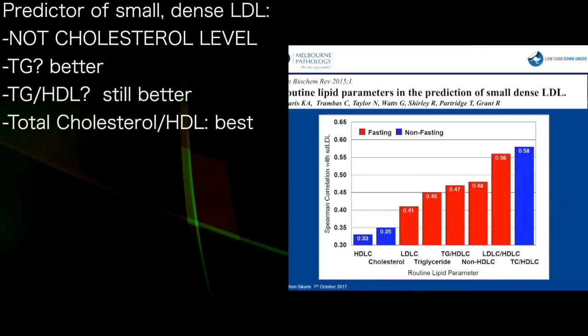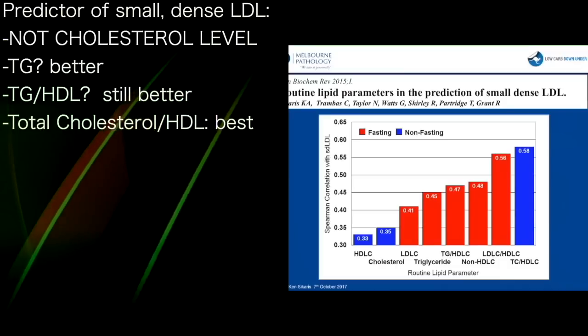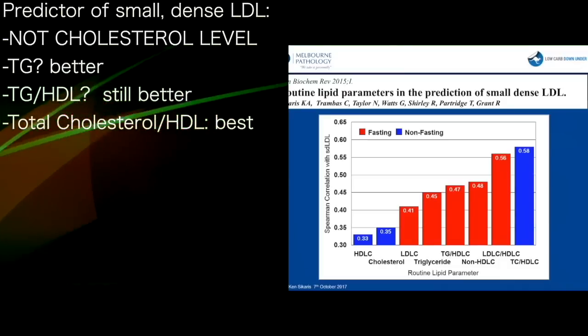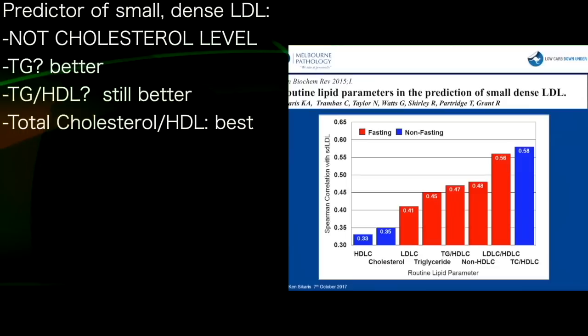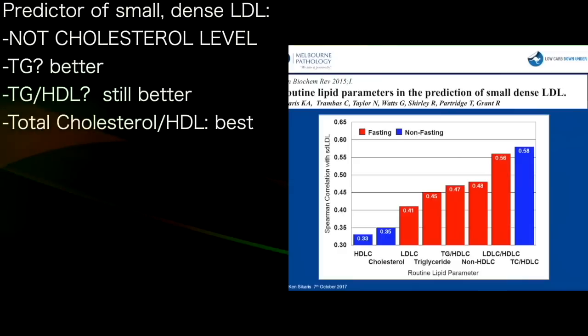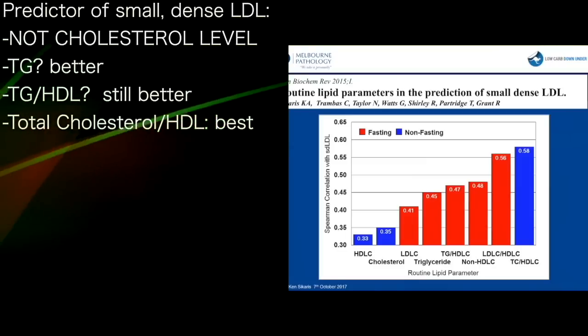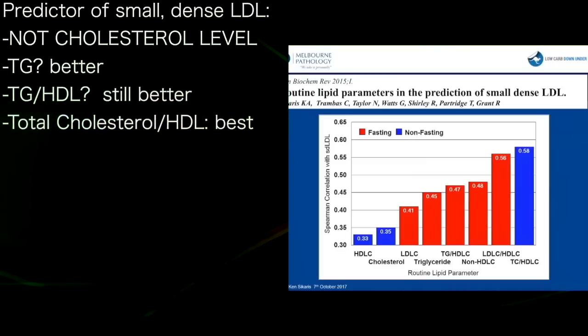Now, what predicts the presence of small dense LDL? Does the cholesterol level predict it? No, it's hopeless. Does the triglyceride level predict it? Far better than the cholesterol level. Triglyceride divided by HDL, yes, better again. But whether I like it or not, this measure here is the best predictor of small dense LDL, which is the total cholesterol HDL ratio.